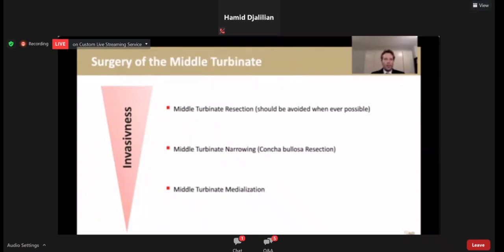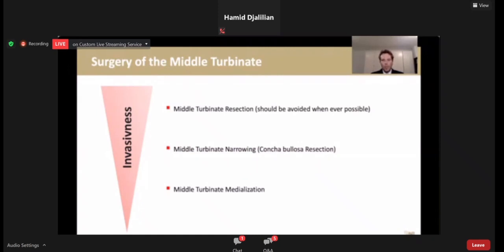Now I want to flip to the middle turbinate. I want to show you three, I think, important possibilities to do procedures on this turbinate, also with an increasing invasiveness. We begin with the middle turbinate medialization, then the narrowing of the turbinate. This is mainly the Concha bullosa resection. And last but not least, the middle turbinate resection.